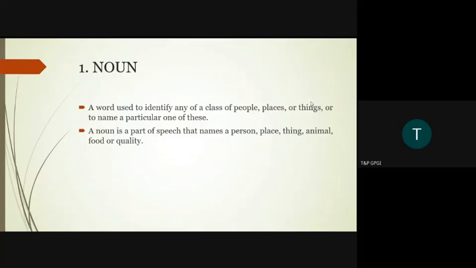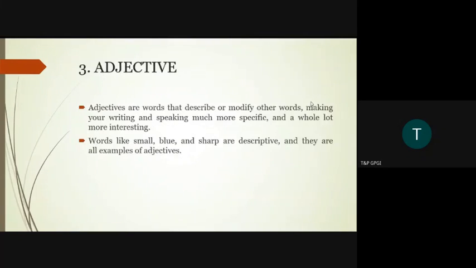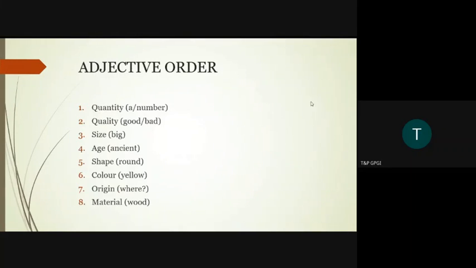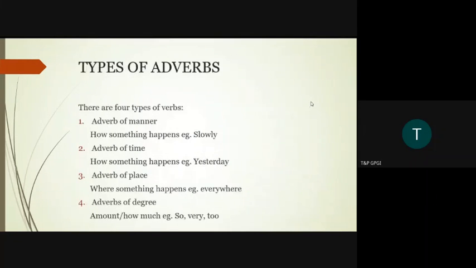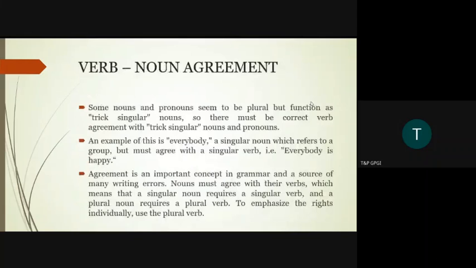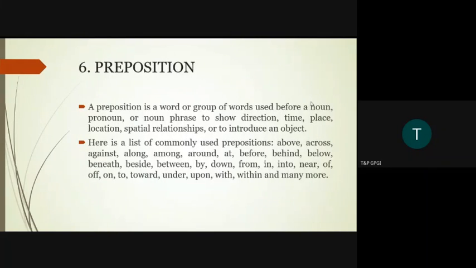So, noun, pronoun, types of pronoun, adjective, adjective order, then verb, types of verb, adverb, types of adverbs, then verb noun agreement. We have already covered that, and now we're going to learn what prepositions are. So simply, preposition is a word or group of words used before a noun or pronoun. The word that we use before a noun or a pronoun is called a preposition.